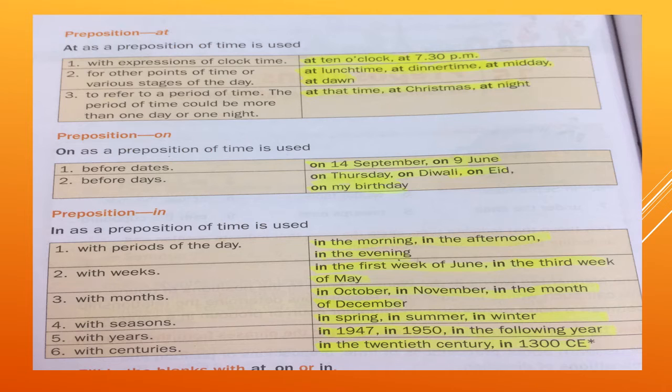Okay, now let's check out the on, like where we use on as a preposition of time. Okay, so like first one is before dates. Like we will say on 14th September, on 9th June. When we use dates, before them we use on. Like on 14th September, on 9th June.